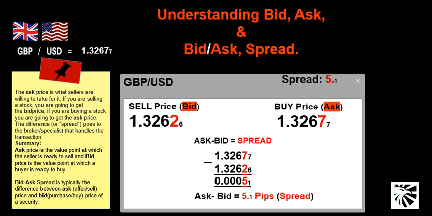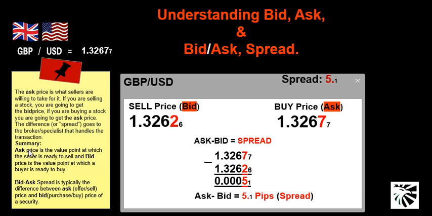Here is a little note to help you understand this calculation. The ask price is what sellers are willing to take for it. If you are selling a stock, you are going to get the bid price. If you are buying a stock, you are going to get the ask price. The difference or spread goes to the broker or specialist that handles the transaction.